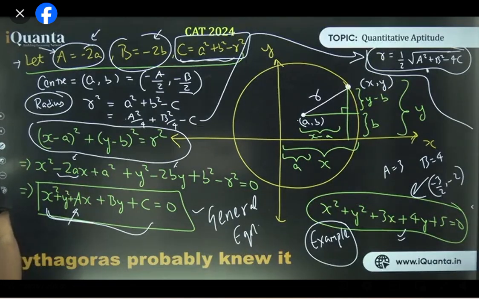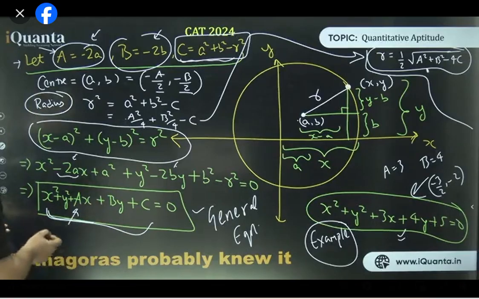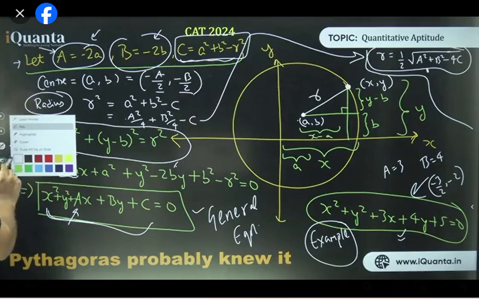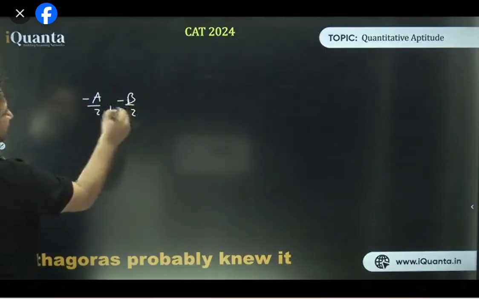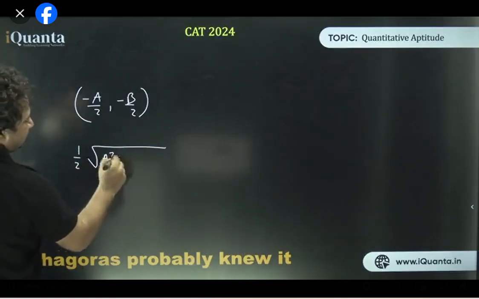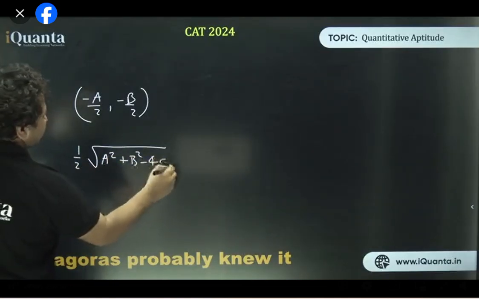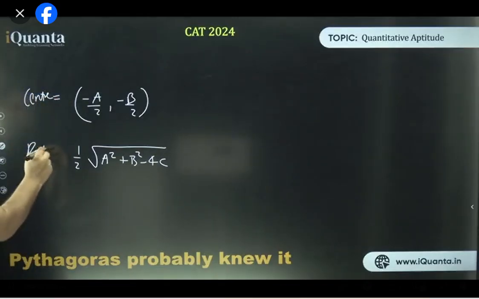It's not difficult, seriously. It's just that you don't have to be scared of things. So basically, people can just do it like this. Normally, you must have read that the center is -a by 2, comma minus b by 2, and the radius is 1 by 2 square root of a square plus b square minus 4c. So this is what you must have done in your schools, right?